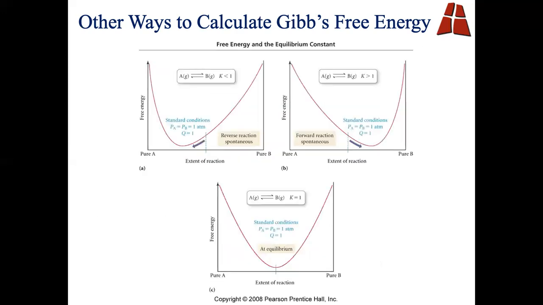We can also think about this graphically. So for different situations, if K is less than 1 and we start here, we would have to shift our reaction towards the reactants in order to reach equilibrium. So our reverse reaction will be spontaneous. The opposite will be true if K is greater than 1: we'll have to move our forward reaction to be spontaneous, aka we will form more products. And of course, if K is equal to 1, we would get a chart that looks like this, okay?